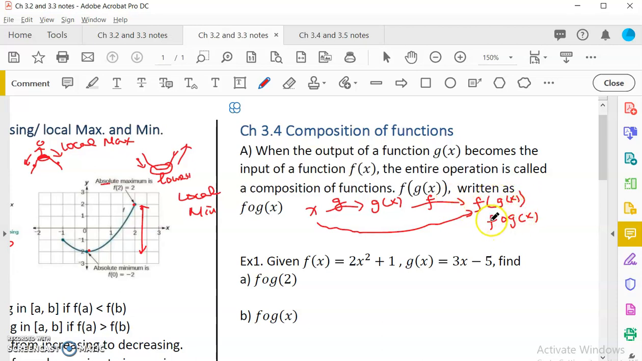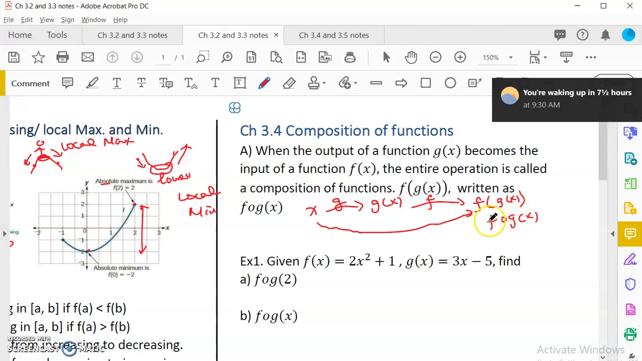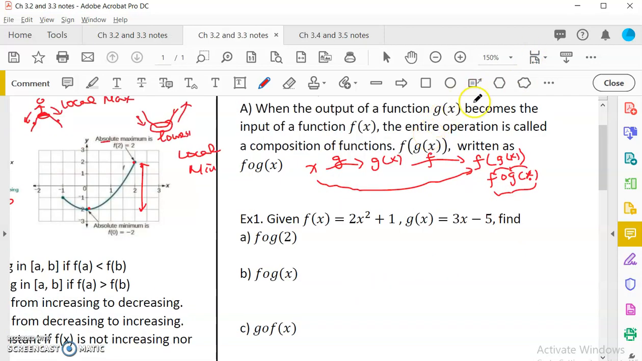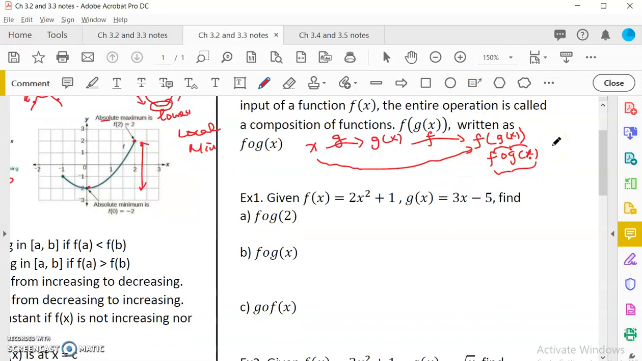Notice the sequence is not going... When I read it, I say f o g of x. So it seems like I go from f first, but actually when we do it, we start from x. We say this is the input. It goes into g first, and then it goes into f, right? So this is how it goes. When you look at the setup, if someone writes f o g, you know that x goes into the g function first, and then after you find the output, you put the output into the f function. And it has a lot of application in calculus, so that's why we need to learn it.